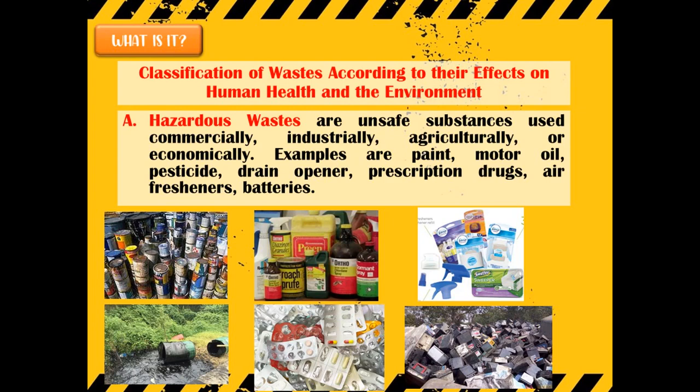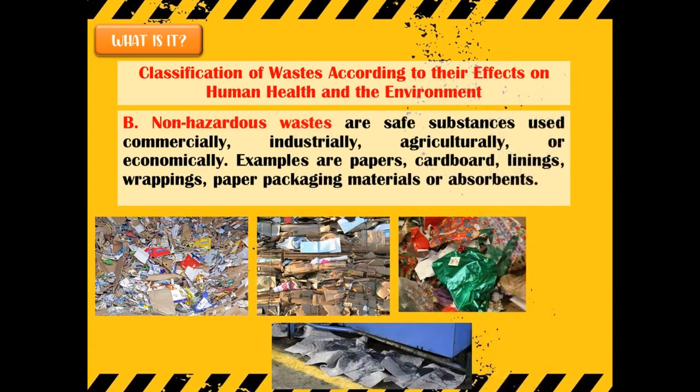Letter A. Hazardous waste are unsafe substances used commercially, industrially, agriculturally, or economically. Examples are paint, motor oil, pesticide, drain opener, prescription drugs, air fresheners, and batteries. Next is non-hazardous waste, which are safe substances used commercially, industrially, agriculturally, or economically. Examples are papers, cardboards, linings, wrappings, paper packaging materials, or absorbents. Usually, the non-hazardous wastes are recyclable.